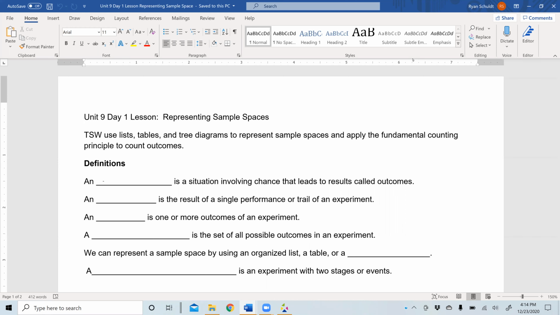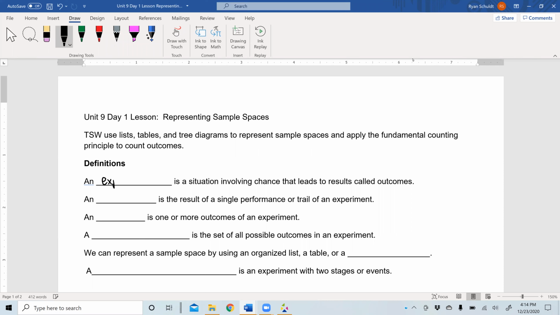So the first one, an experiment, is a situation that involves chance that leads to results that we call outcomes. An experiment, something as simple as flipping a coin. You don't know what's gonna happen when you flip that coin. It could land heads, it could land tails. You don't know. That's an experiment.